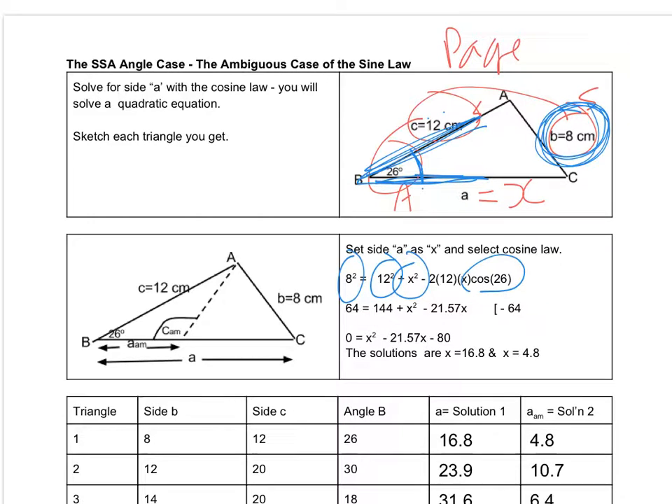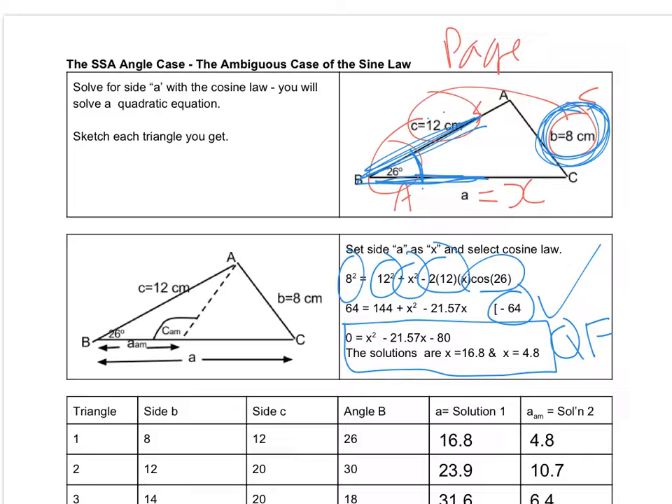So all that's done is I've just substituted into the formula, and then in the next step I've simplified. I've done cos 26 times 2 times 12, and that's multiplied by x. Then I subtract 64 on both sides to set the left side equal to 0, simplified. And then this part here, folks, is the quadratic formula. So please remember, pause this at any time. That just gives you a very quick overview. You're going to have to use the quadratic formula or the solver on your calculator.